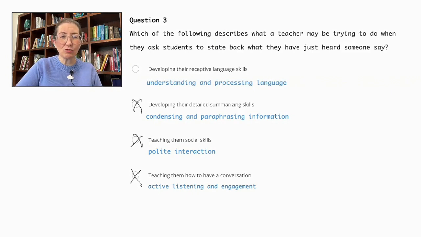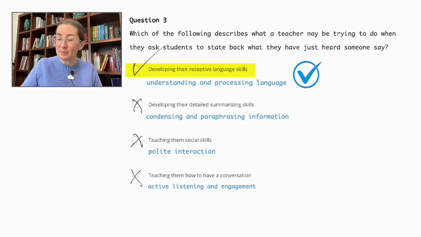By asking students to repeat what they have heard, the teacher is helping them practice understanding and processing spoken language, which are key components of receptive language skills. This activity ensures that students are accurately receiving and interpreting information. Therefore, developing their receptive language skills is the correct answer here.